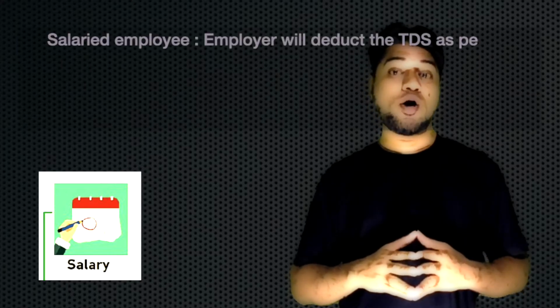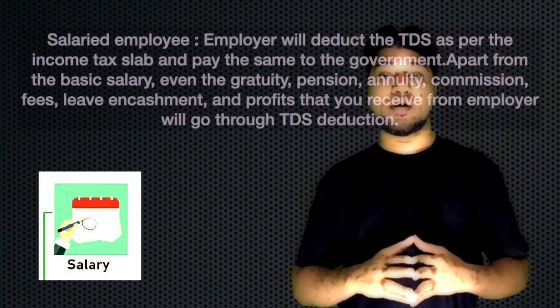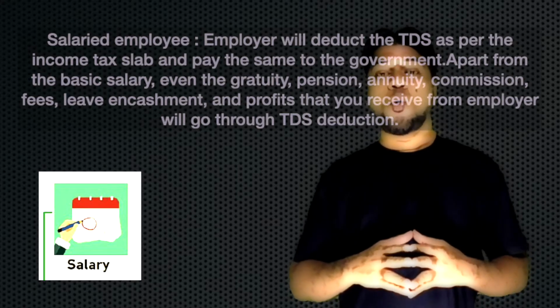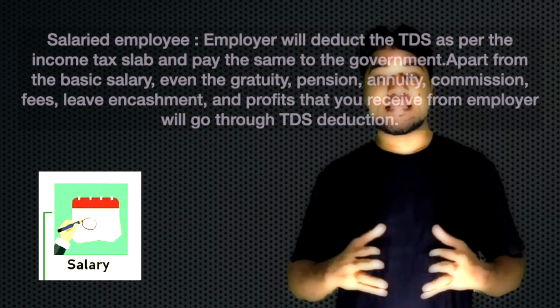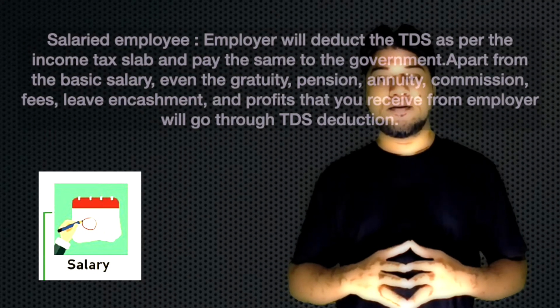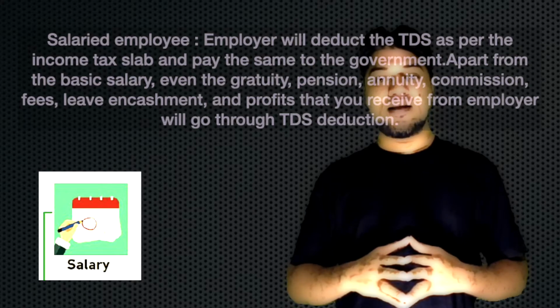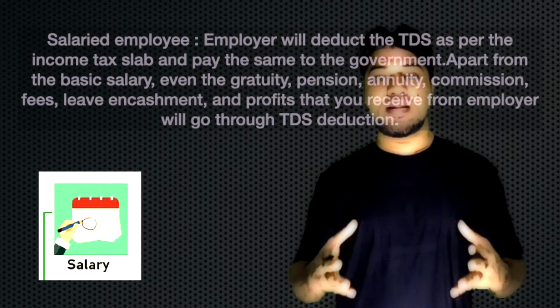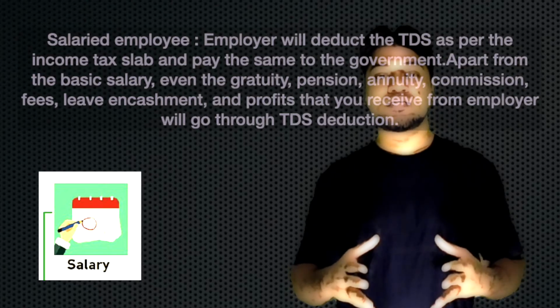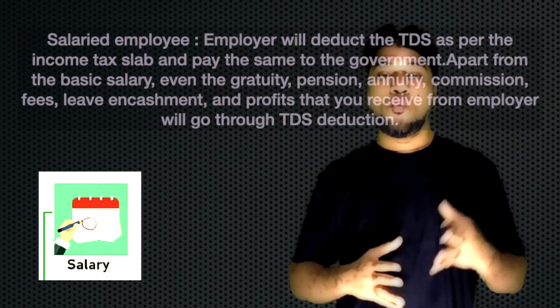If you are a salaried employee, your salary falls under this head. Your employer will deduct TDS as per your income tax slab and pay the same to the government. Once the total amount of income is calculated, the gross salary is taxed under this head. Apart from the basic salary, even the gratuity, pension, annuity, commission, fees, leave encashment, and profits that you receive from employer will go through TDS deduction.